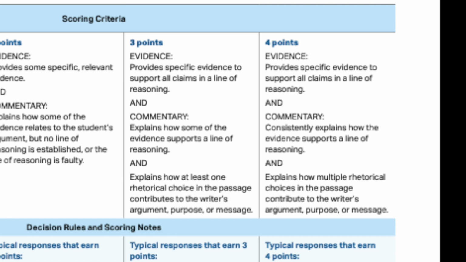Now, where you may fall down is in commentary. Remember, that last part of the body paragraph, that commentary, you can't just explain what the device is. You have to explain how it reinforces a relationship, how it explains the writer's concerns about one aspect of a relationship. You can do that. You're in the 4-point range.